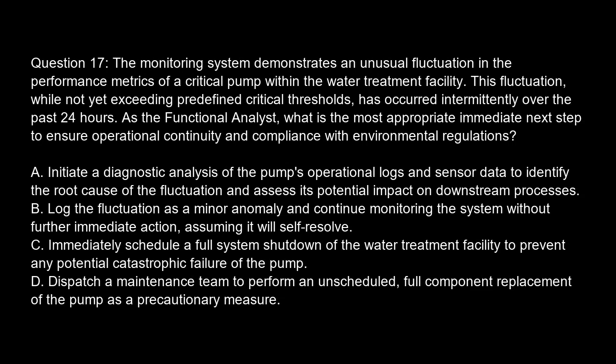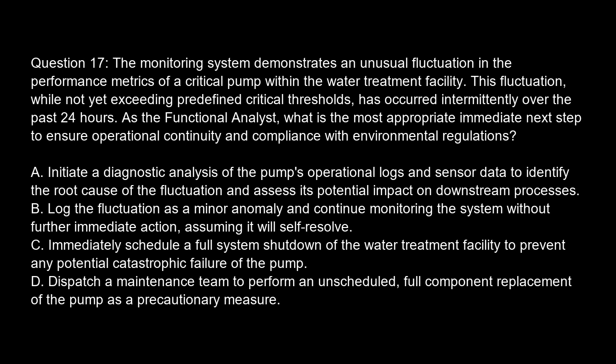Question 17. The monitoring system demonstrates an unusual fluctuation in the performance metrics of a critical pump within the water treatment facility. This fluctuation, while not yet exceeding predefined critical thresholds, has occurred intermittently over the past 24 hours. As the functional analyst, what is the most appropriate immediate next step to ensure operational continuity and compliance with environmental regulations? Option A. Initiate a diagnostic analysis of the pump's operational logs and sensor data to identify the root cause of the fluctuation and assess its potential impact on downstream processes.